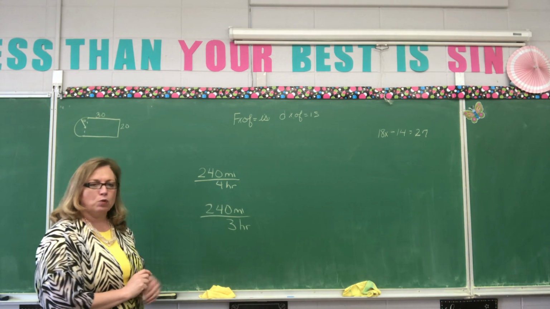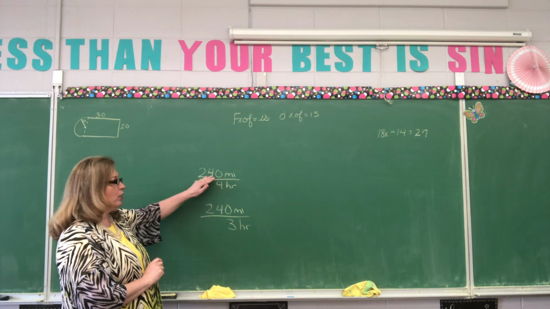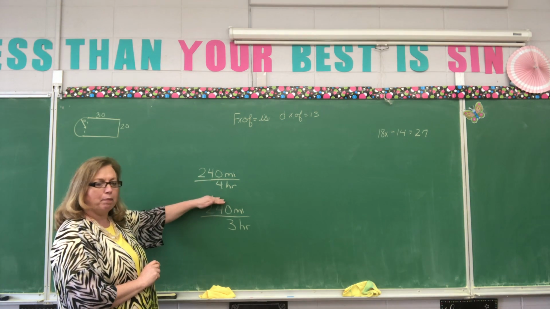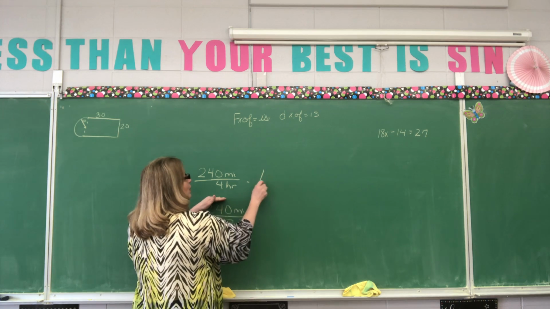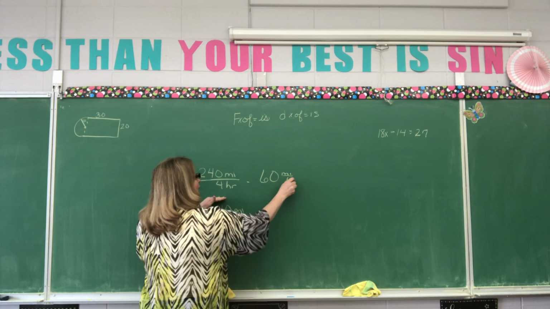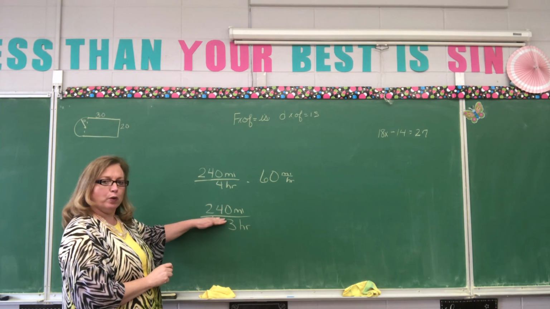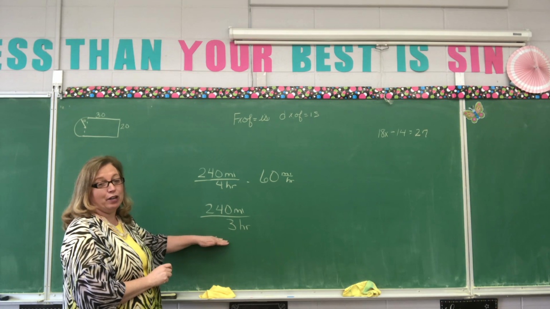How fast was he traveling when he went to the park? We're simply going to divide 240 by 4. When we do that, we get that he's driving 60 miles per hour. What about on the return trip? He drove 240 miles, but he did it in 3 hours.